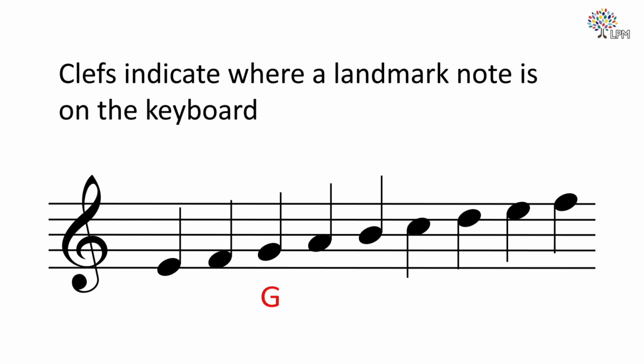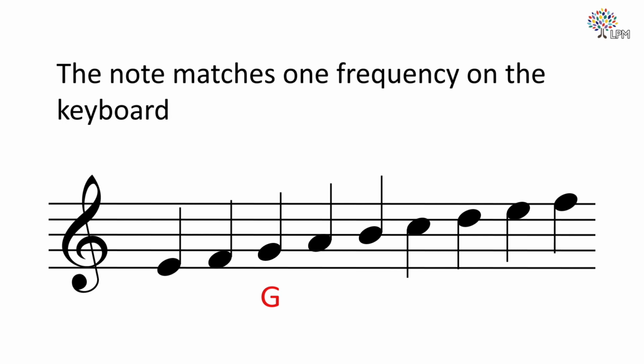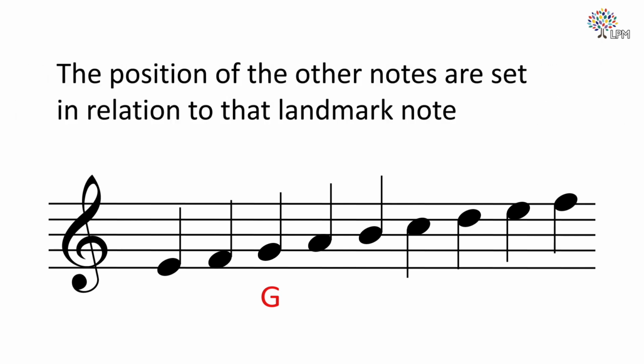The way clefs work is that they indicate where one landmark note will go on the staff. This note corresponds to 1 pitch or 1 key on the piano, not like how the letter names work, repeating once every octave. Each clef will mark the placement of its particular landmark note, and then you can read the locations of the other notes in relation to it.